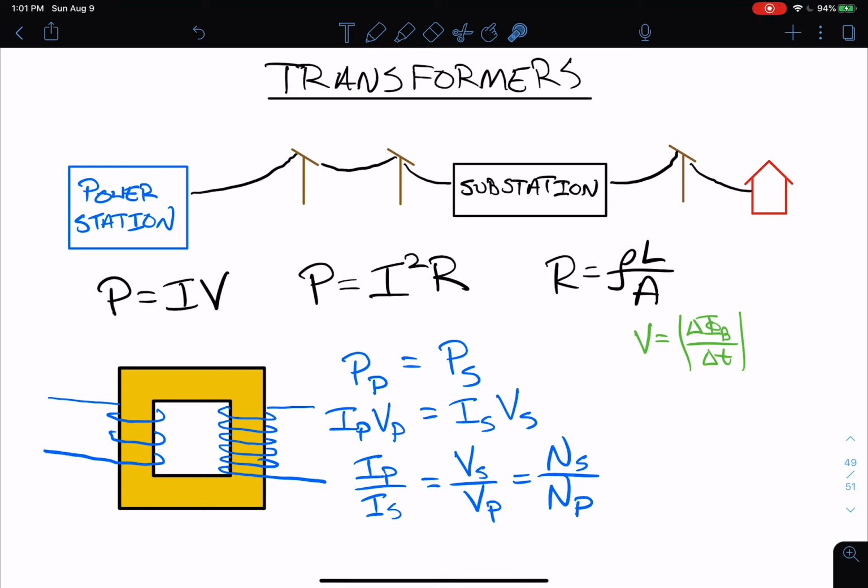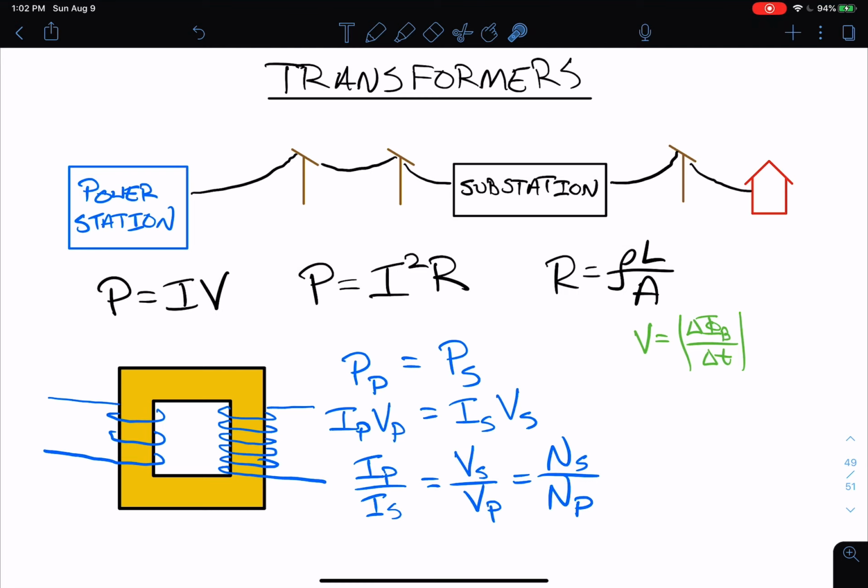And what we see is that if the number of coils in the secondary, so for example, if this is the secondary, if the number of coils in the secondary is greater than the number of coils in the primary, this ratio is greater than 1. And that means the voltage in the secondary must be higher than the voltage in the primary. So the voltage here must be higher than the voltage here. This is known as a step-up transformer. We can step up the voltage.